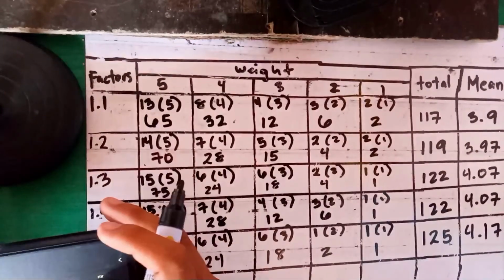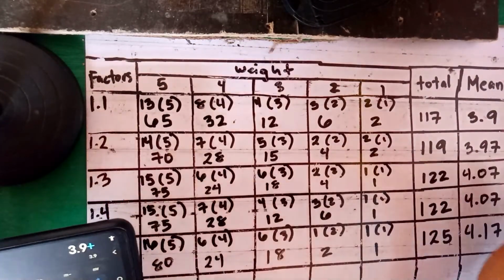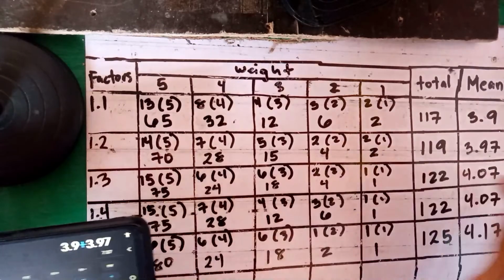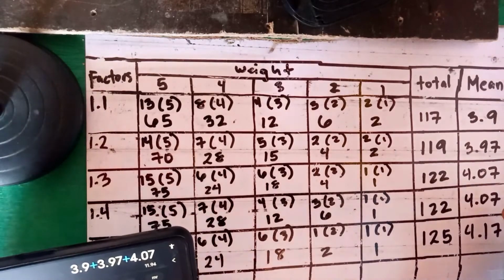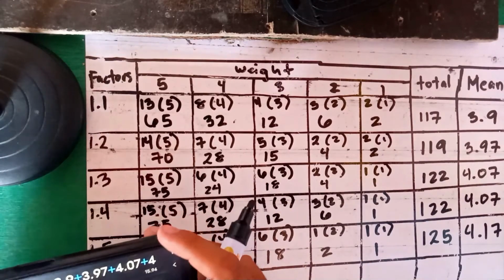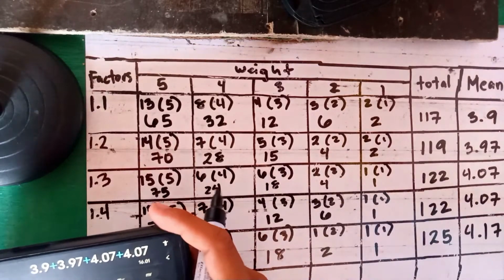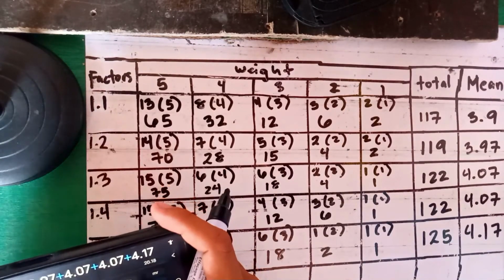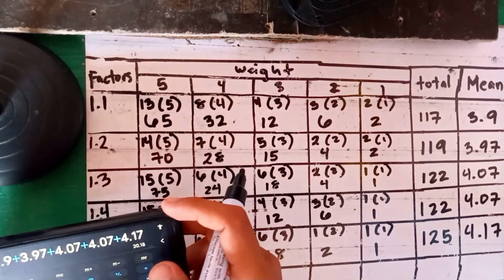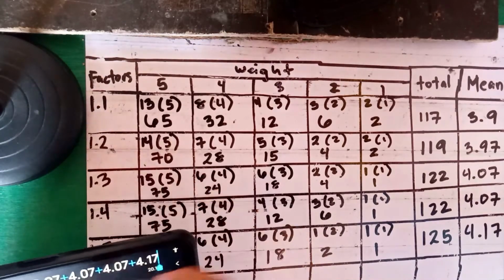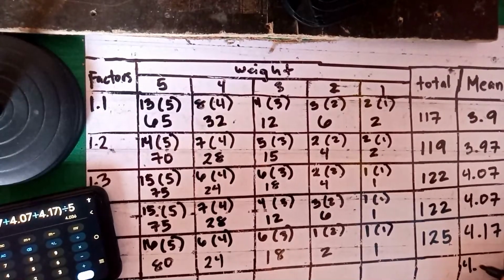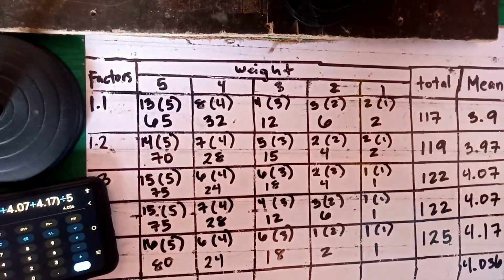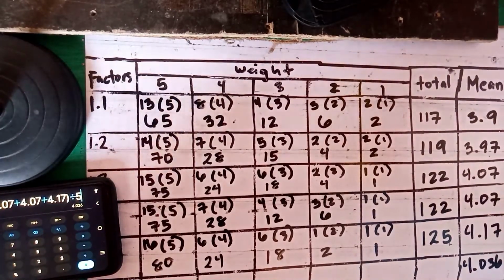So add, that would be 3.9 plus 3.97 plus 4.07 and then 4.07 and then 4.17, divided by 5. It would be 4.036 or 4.04. It will be the total of our weighted mean.